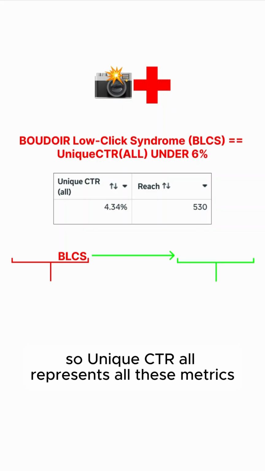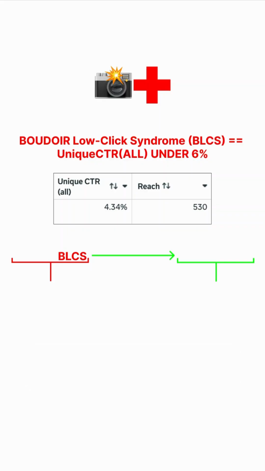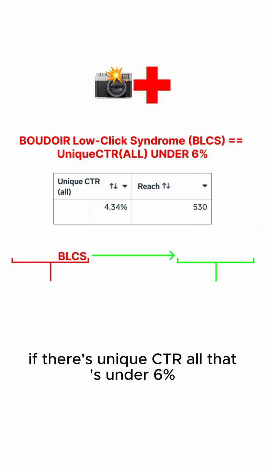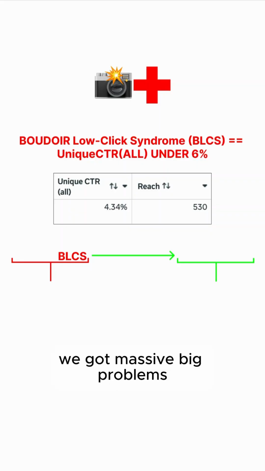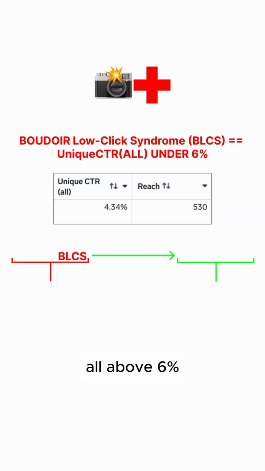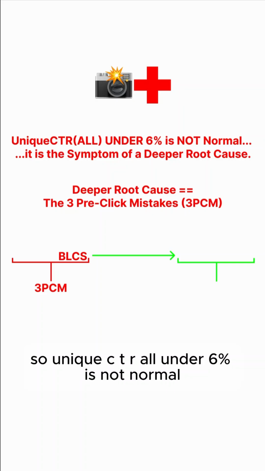So unique CTR represents all these metrics, and we need to get this number as high as possible. 6% is the absolute minimum. If the unique CTR is under 6%, we've got massive problems. 100% of boudoir Facebook ads can have a unique CTR above 6%, so a unique CTR under 6% is not normal.